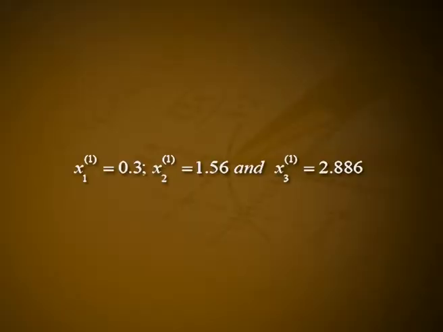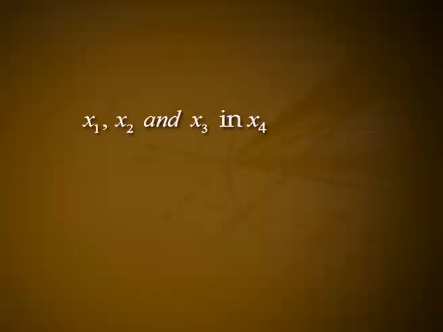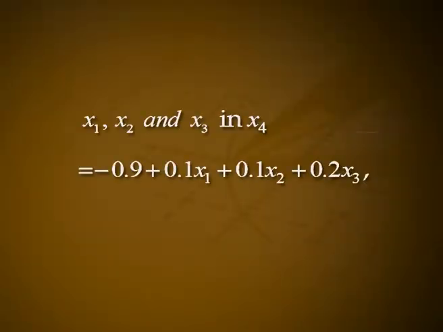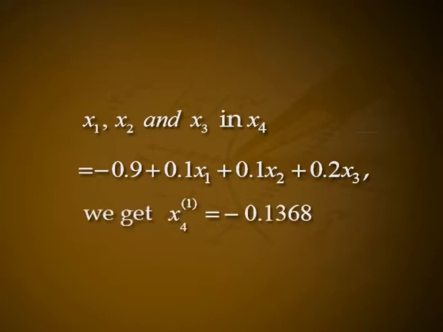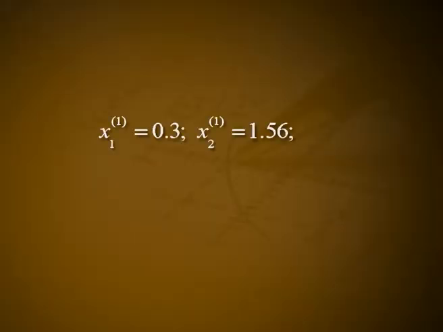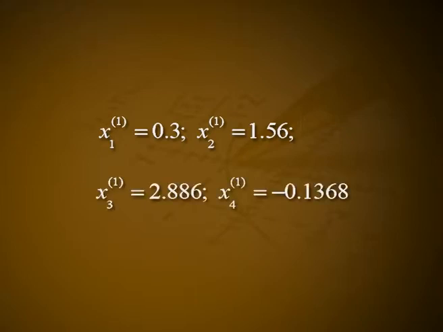Again put x1(1) equal to 0.3, x2(1) equal to 1.56 and x3(1) equal to 2.886 in x4 equal to minus 0.9 plus 0.1 x1 plus 0.1 x2 plus 0.2 x3, we get x4(1) equal to minus 0.1368. Now the first approximation for the variable values are x1(1) equal to 0.3, x2(1) equal to 1.56, x3(1) equal to 2.886, x4(1) equal to minus 0.1368. Proceeding like this, the successive approximations are listed as follows in table 2.